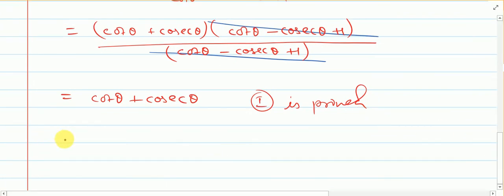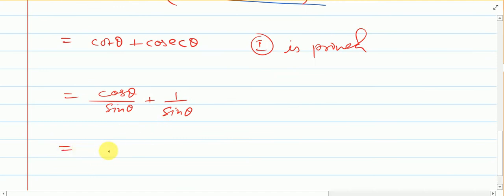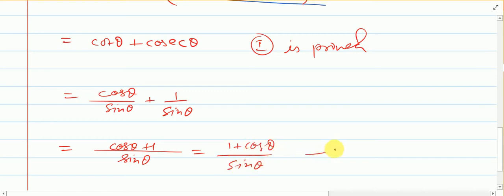Now from here only, this cot theta can be written as cos theta upon sin theta, and this cosec can be written as 1 by sin theta. Yes, now you can see in both the terms denominator is same, so LCM will be sin theta, and here you get cos theta plus 1, or you can write 1 plus cos theta upon sin theta. This is your second part proved. Okay, so this was your question number 29.